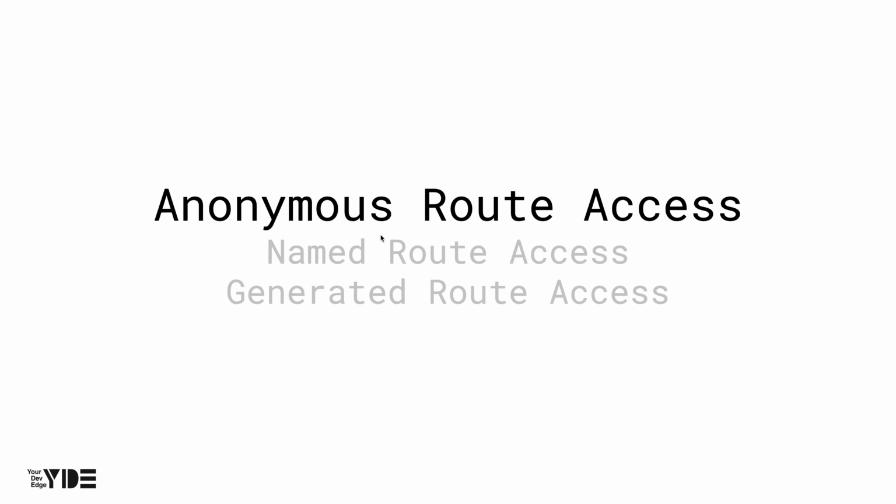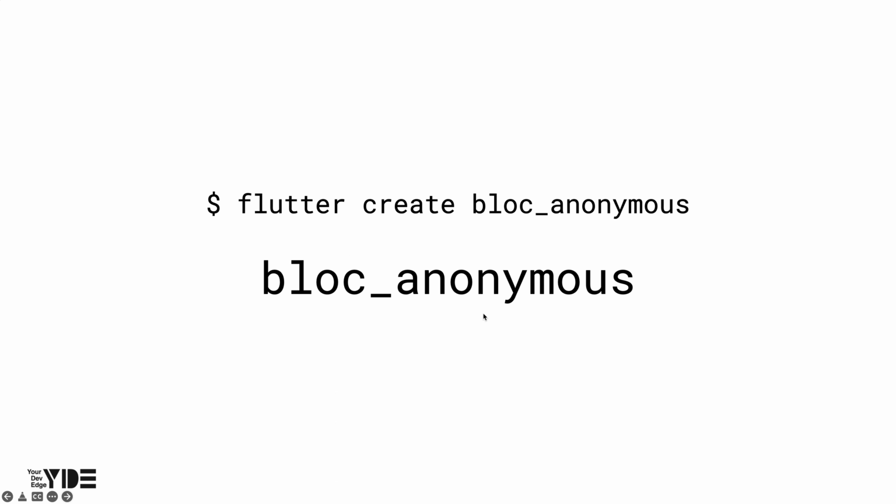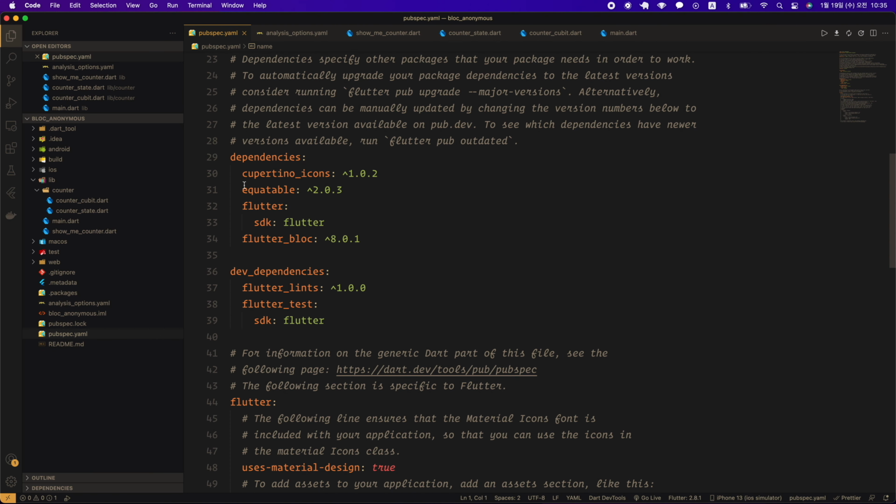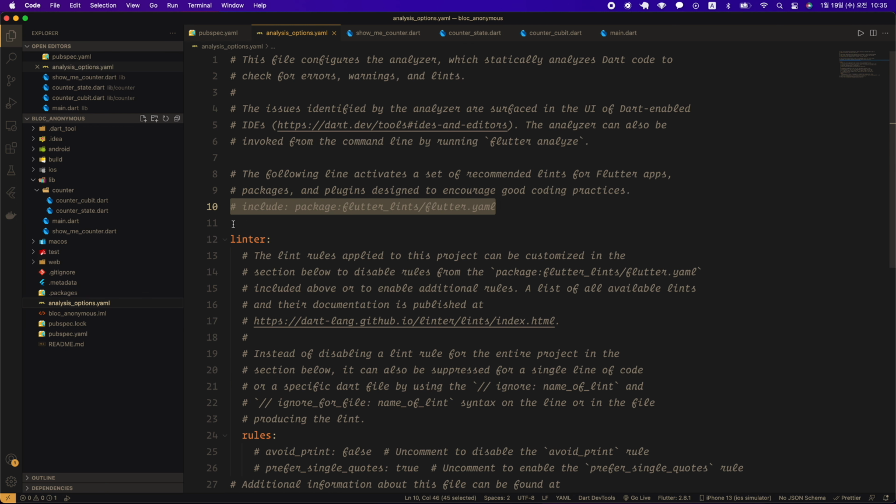First, let's look at anonymous route access. Anonymous route refers to a route that is dynamically generated without a route name. Let's start by creating the Bloc Anonymous app. Install Flutter Bloc in the pubspec.yaml file and comment out the include line of the analysis_options.yaml file so that the default lint rule will not be applied.